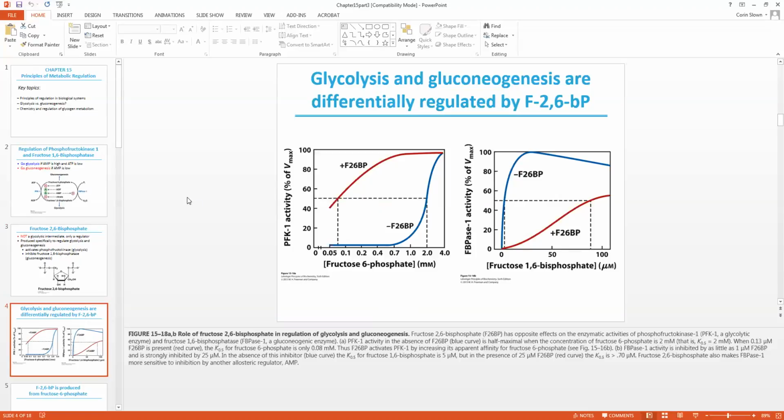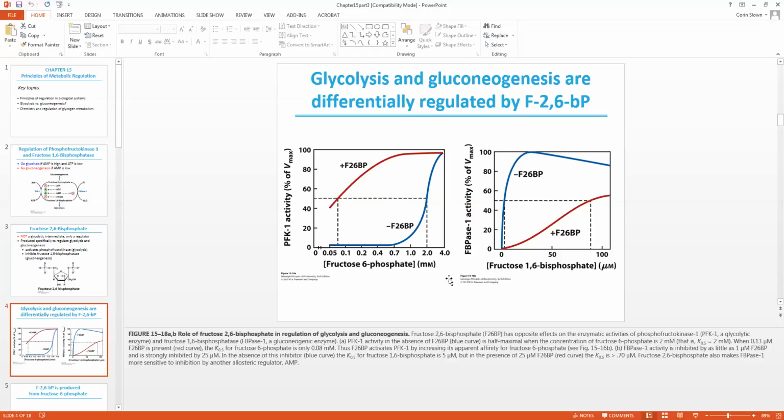activities. So if I'm looking at PFK1 activity in the absence of fructose 2,6-bisphosphate, that's the blue curve. It's going to be at half maximal when the concentration of fructose 6-phosphate is 2 millimolar. When I have 0.13 micromolar fructose 2,6-bisphosphate present, the red curve, then my fructose 6-phosphate is only about 0.08 millimolar. So my fructose 2,6-bisphosphate activates PFK1 by increasing its apparent affinity for fructose 6-phosphate.